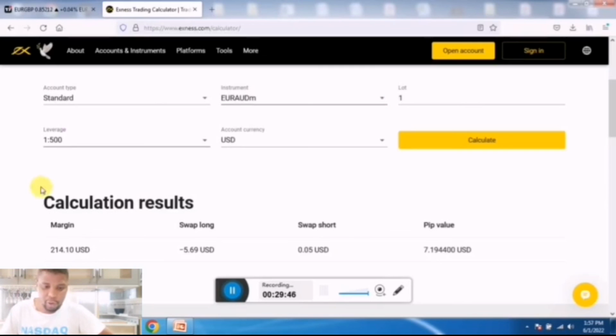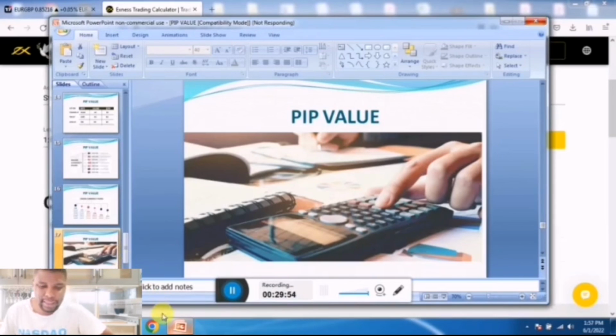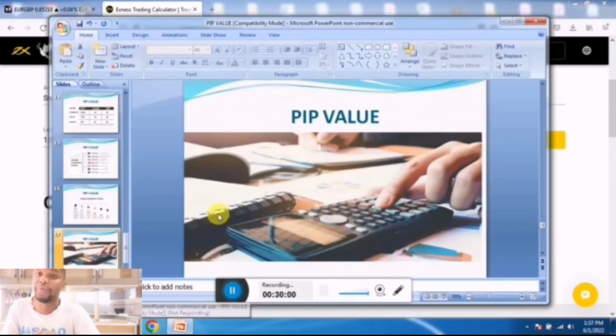So guys, I hope you understand what we are trying to say and do here, because once you know how to calculate these things, you will be able to calculate your risk and reward before you actually enter a particular trade. So I hope this video, guys, will be educational.